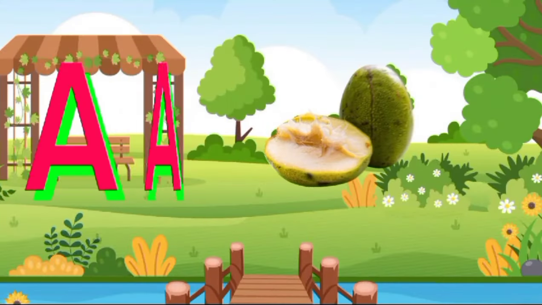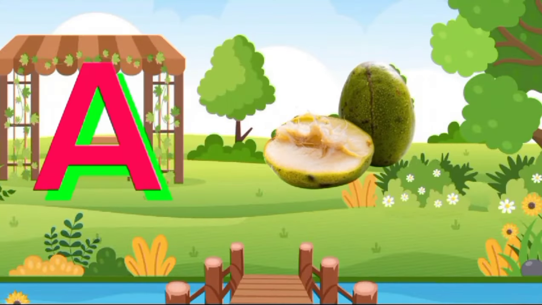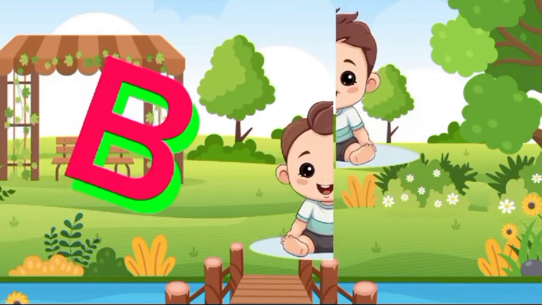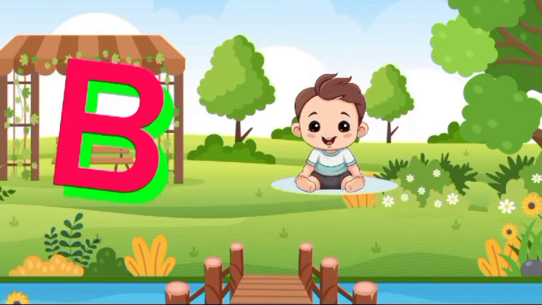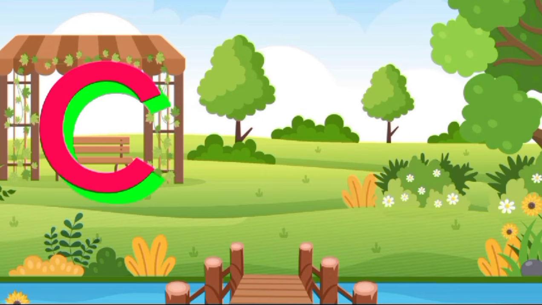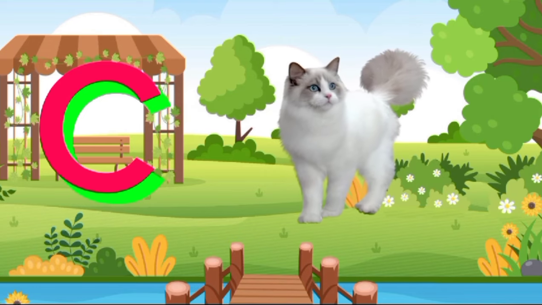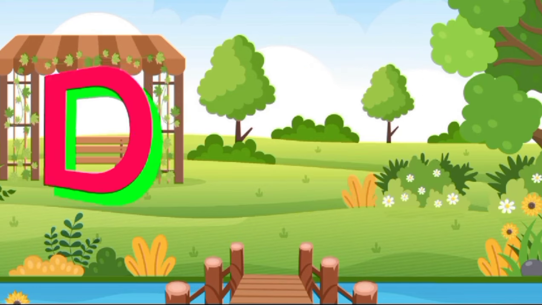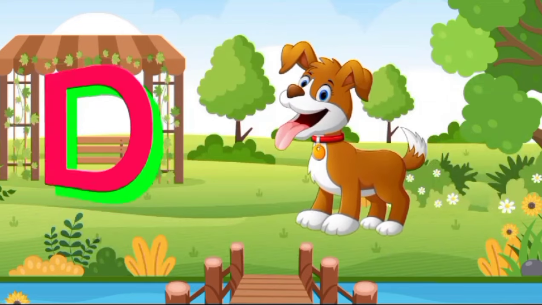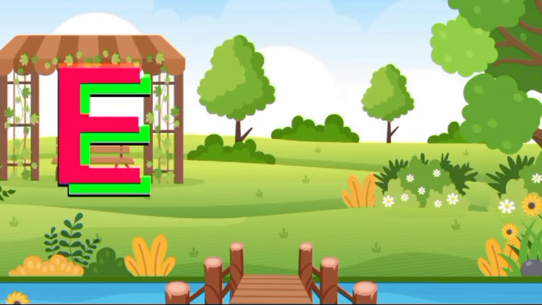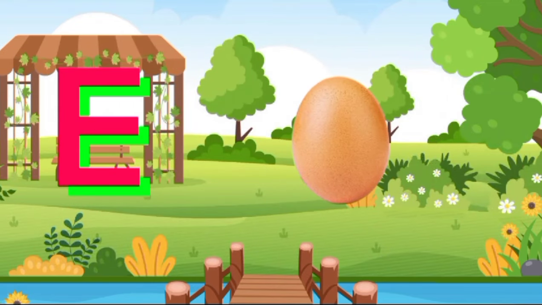A for umbrella, umbrella. B for baby, baby. C for cat, cat. D for dog, dog. E for egg, egg.